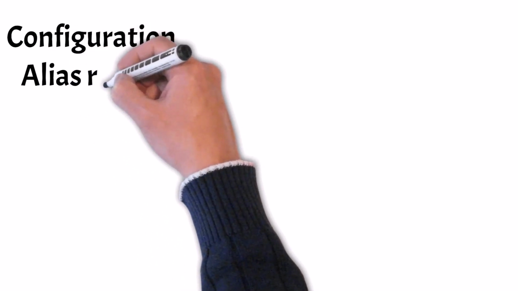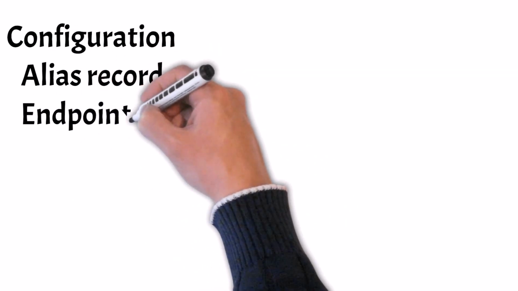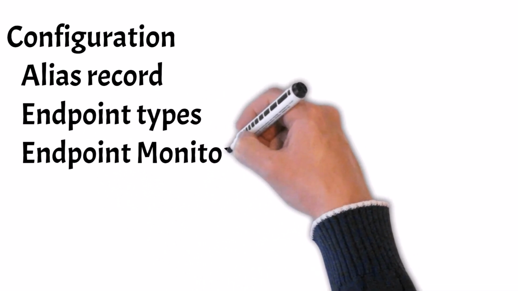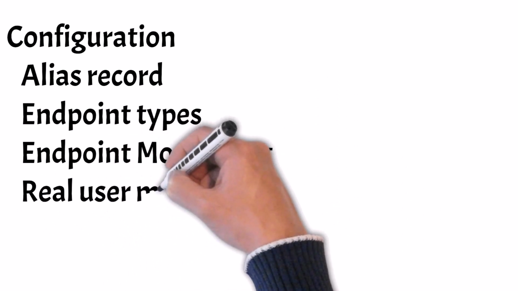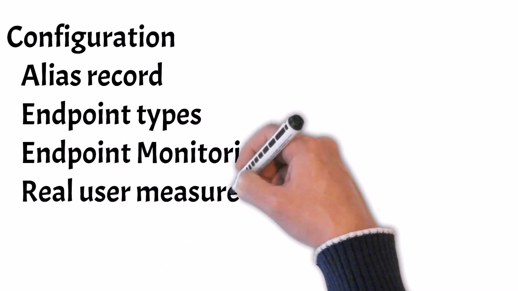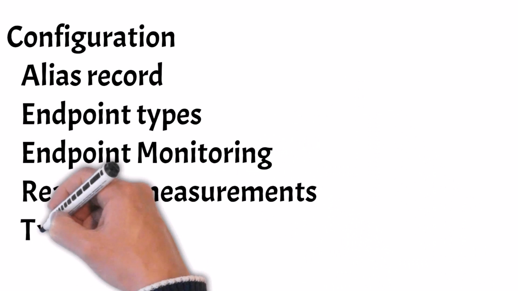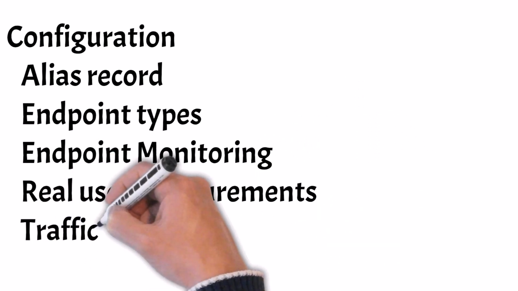Then we will go one step deeper and talk a little bit about Traffic Manager configurations, like how we can create an Alias Record for our Traffic Manager profile, and what are the different types of endpoints supported in Traffic Manager, and how we can monitor these endpoints to know the health status, so the Traffic Manager knows whether to send the traffic to these endpoints or not. Then we will see the real user measurements and traffic view in our Traffic Manager profile.